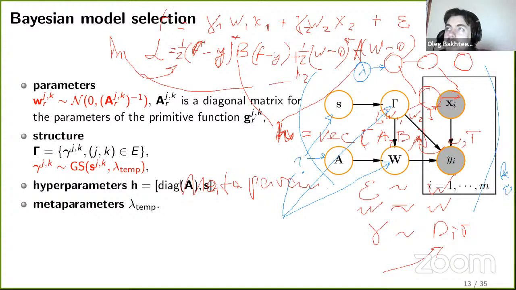Yes, I understand the idea, and yes, we can do this. Of course, this procedure will vary the hyperparameters, the parameters, and the structure. So this plate notation is basically for one value of metaparameters, and we can replicate it for all the steps of our optimization. Okay.